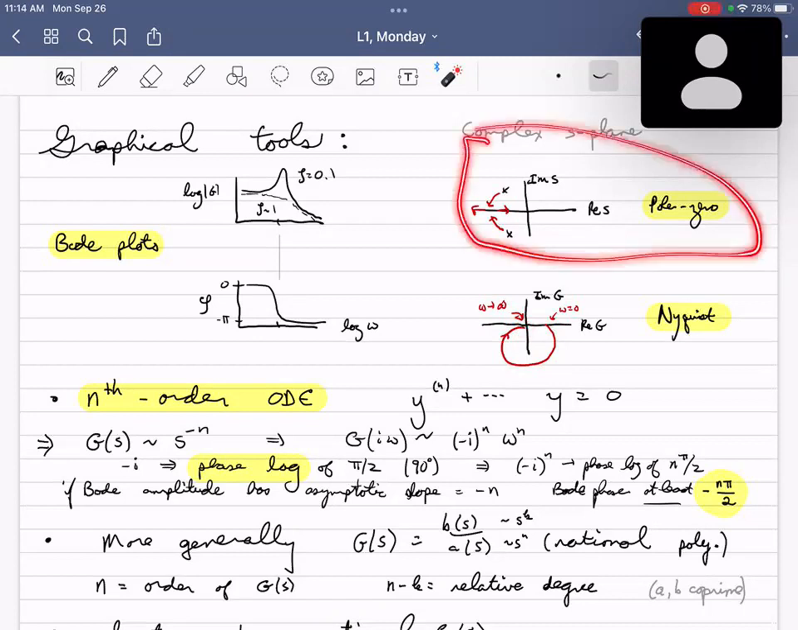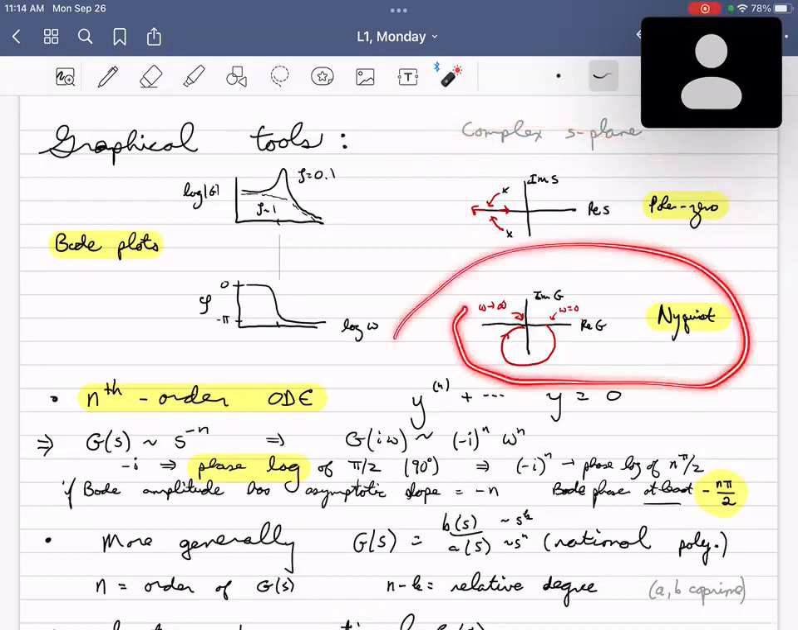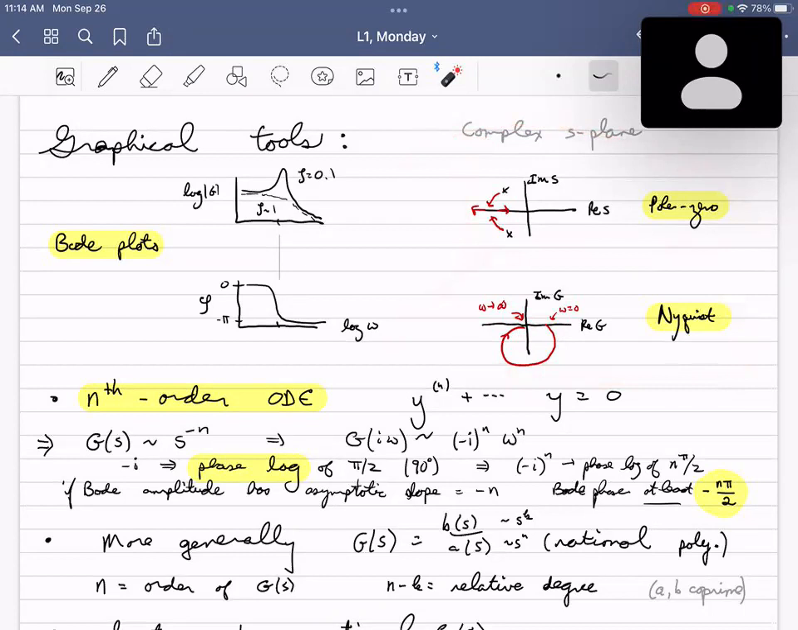The first one is called a pole zero plot, and this is called a Nyquist plot. Nyquist and Bode were early theorists at Bell Labs, the telephone and telegraph company in the US, where a lot of this kind of theory was developed in the 1920s and 30s.